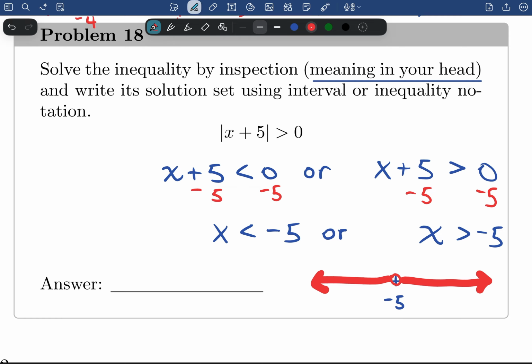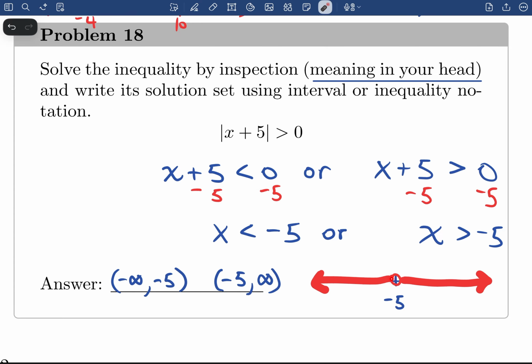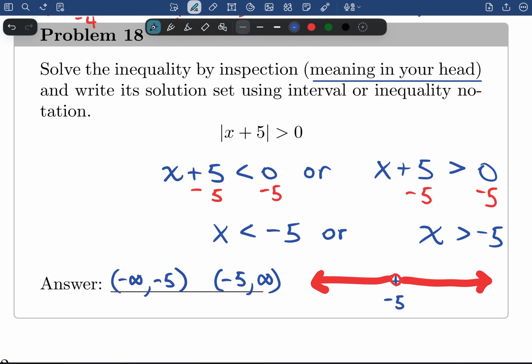And so my solution set will be from negative infinity until negative 5 with a parenthesis, and then negative 5 to infinity. These are two separate intervals, right? They're separated because we can't include negative 5, and so we put a union symbol between them. So this is the final solution.